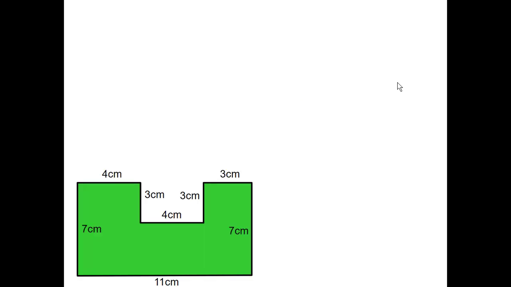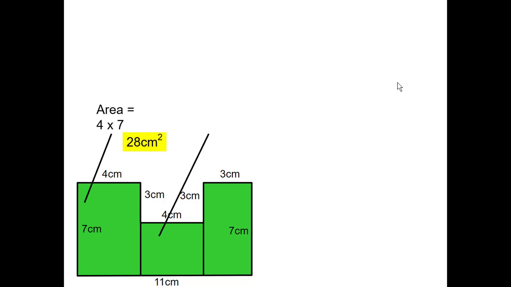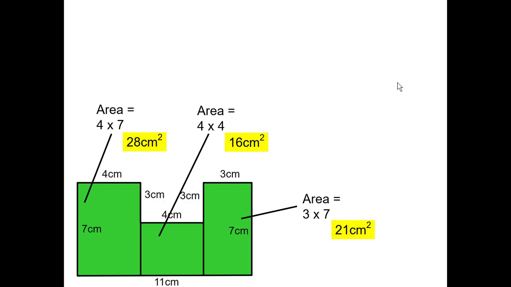The same thing happens to the next shape. You can split it up. For this one, you can split it into 3 portions: the first one, the second one, and lastly the third one. So the first one, 7 multiplied by 4, 28 centimeters squared. The next one is the square, 4 multiplied by 4, 16 centimeters squared. And lastly, 7 multiplied by 3, you get 21 centimeters squared.